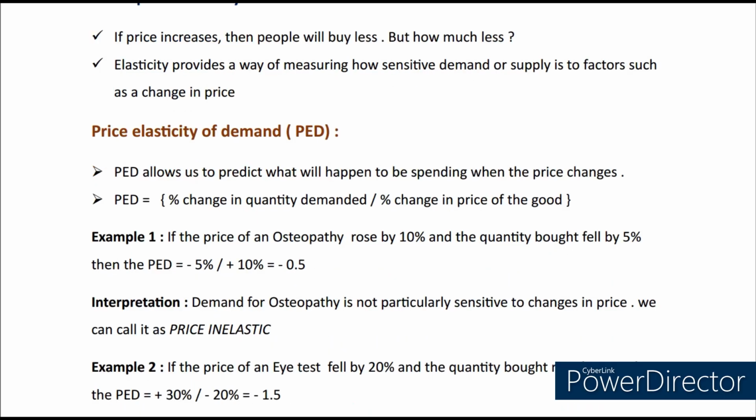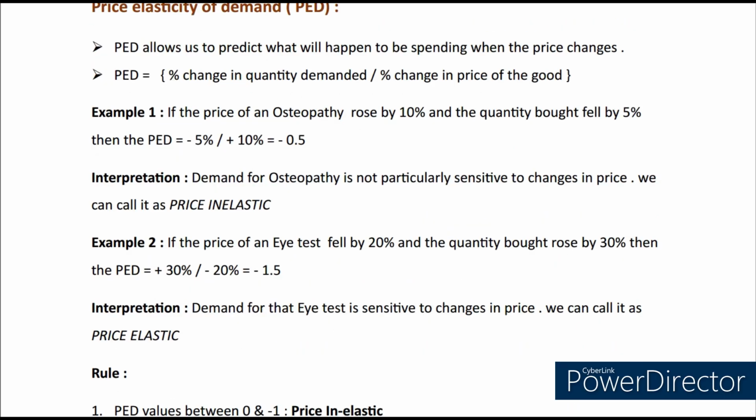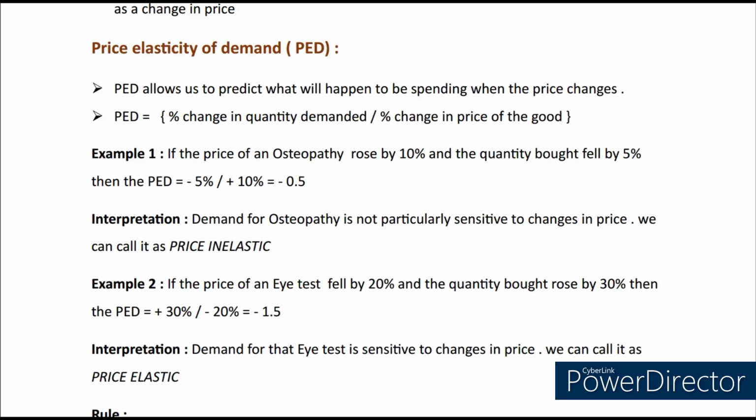A simple example: if the price of an osteopathy treatment rose by 10% and the quantity bought fell by 5%, then PED will be calculated as follows. In the numerator, what is the percentage change in quantity demanded? The quantity bought fell by 5%, so minus 5 is in the numerator, divided by, in the denominator, the percentage change in the price of the good. The treatment price rose by 10%, so in the denominator it has to be plus 10%. If you calculate it, you will get minus 0.5. We will look at the interpretation after seeing the rules.